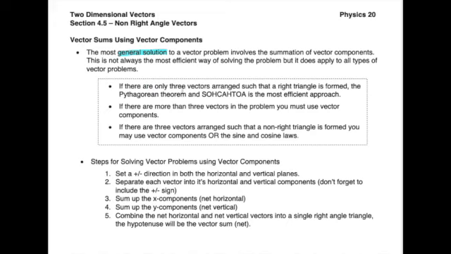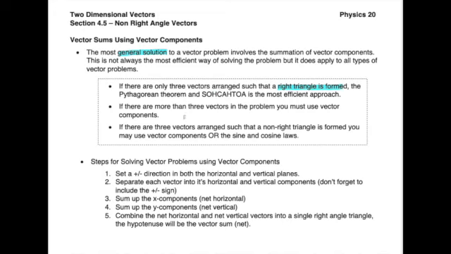The first case we've already looked at. If you have three vectors that are arranged such that a right angle triangle is formed, you really want to use Pythagoras' theorem, so c squared equals a squared plus b squared, or SOH CAH TOA. So sine is opposite over hypotenuse, cosine is adjacent over hypotenuse, tan is opposite over adjacent. And that's going to be far and away the most efficient approach. So if you can use the right angle triangle, you should definitely do that rather than doing components because it's going to be much faster.